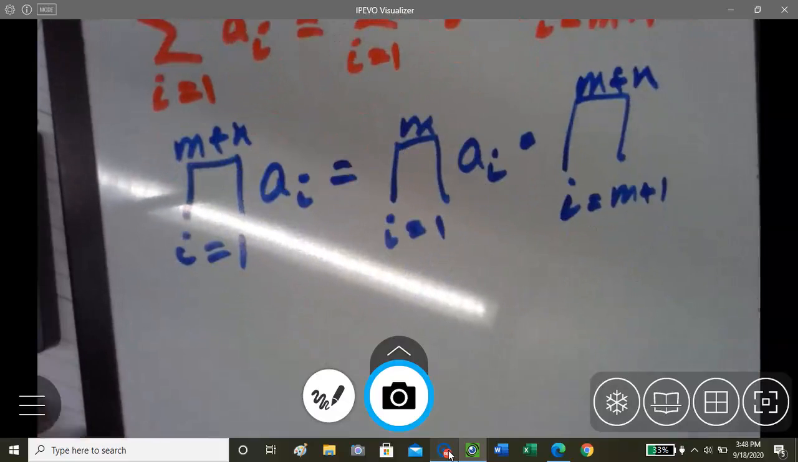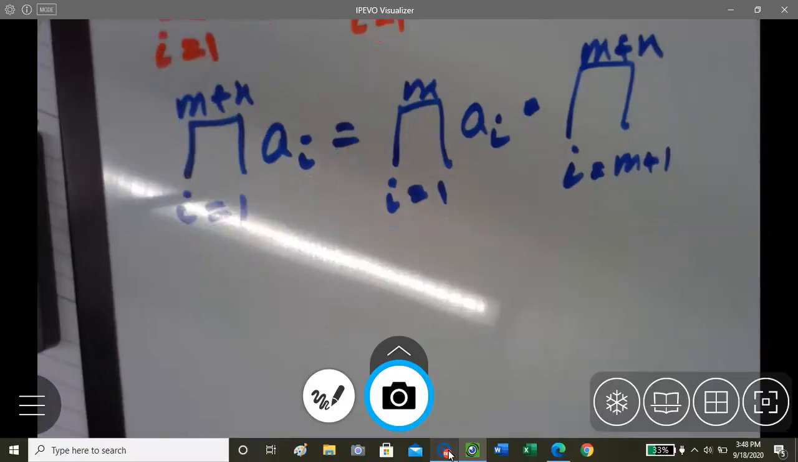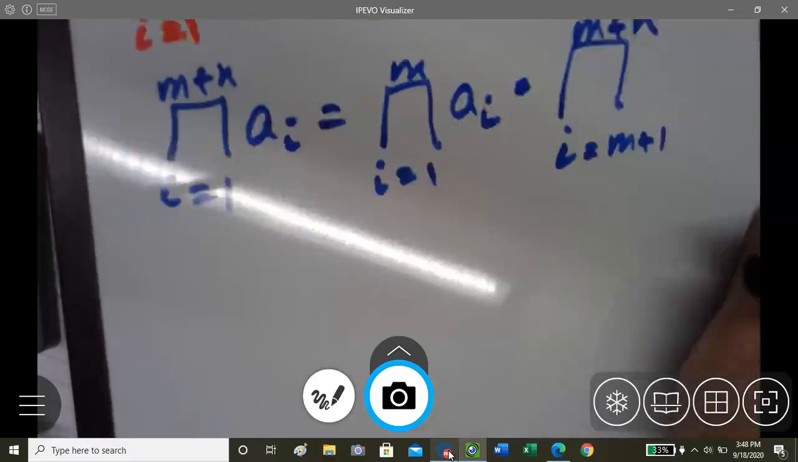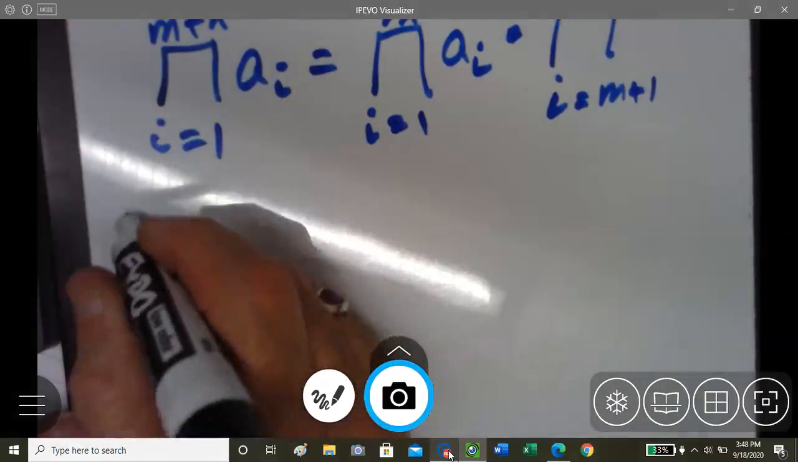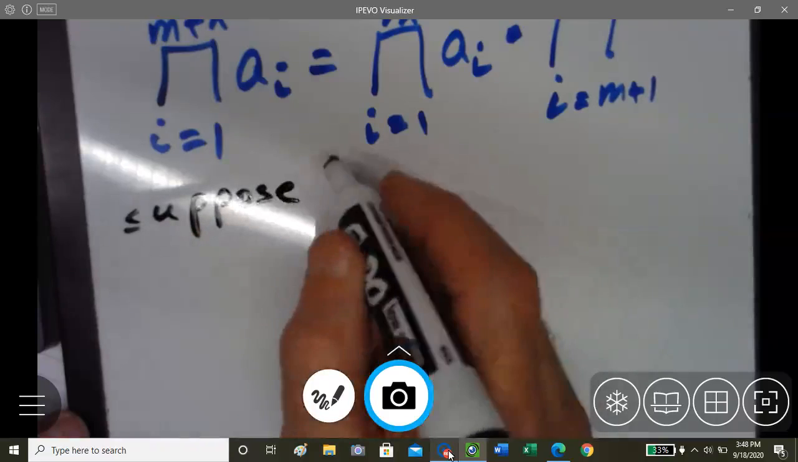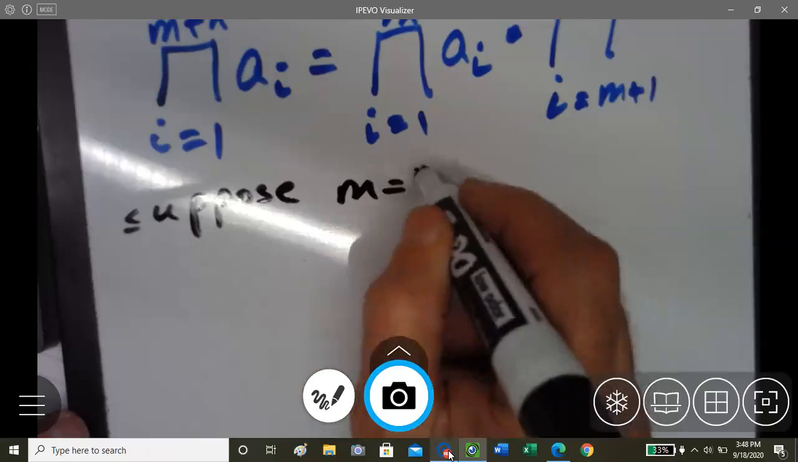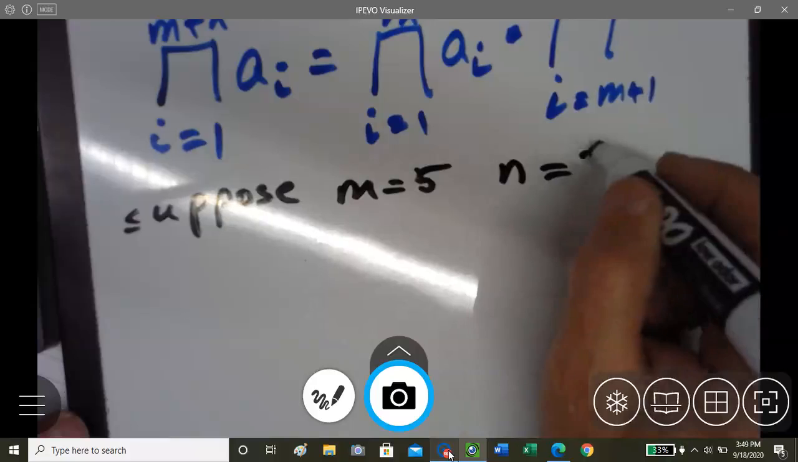Okay, so let's take a look at an example. Now, sum and product are going to be worked the same way. So since we did one with sum, we'll do one with product this time. Suppose m equals 5 and n equals 3.